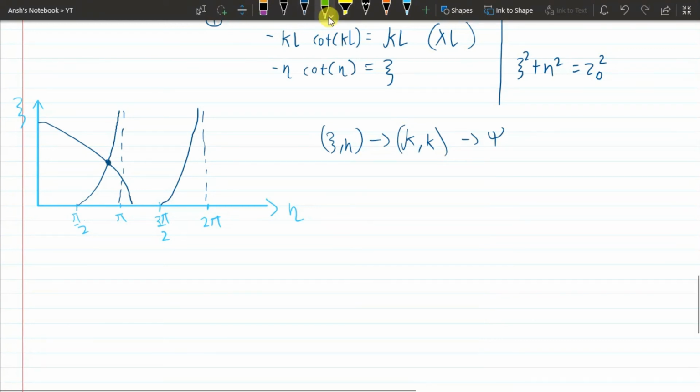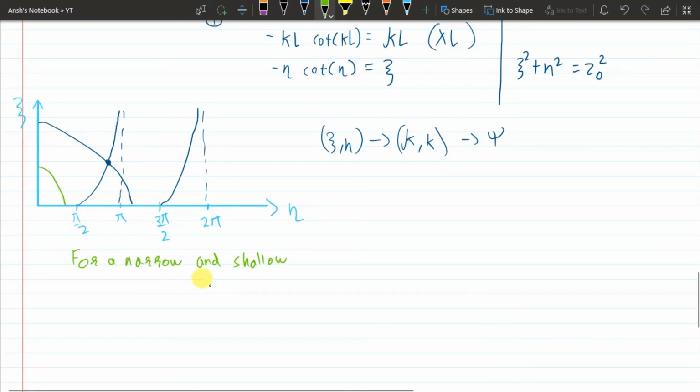But similarly to what we did in the even states, we notice here that if you have a really small z naught, say, our circle would look something like this. The arc would look something like this in the first quadrant, let's say. And you can see that there's no intersection between the green line and the first cotangent curve.